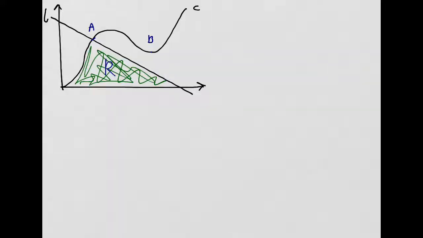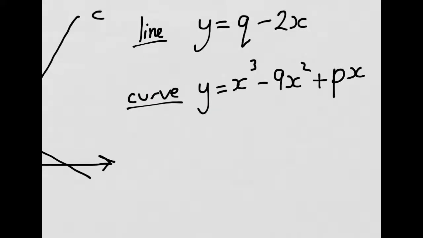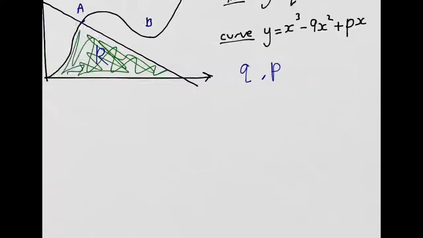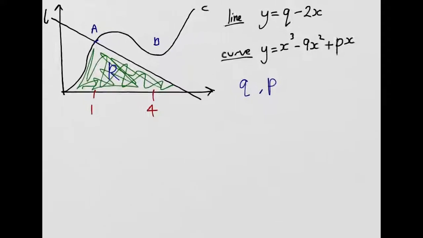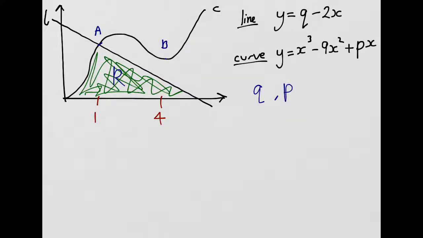In this question we're also given the equation of the curve and the line, so let's put those up as well. Notice two things about these quickly though, guys. y equals q minus 2x, so we don't know what q is, it's an unknown we need to find. We've got y equals x cubed minus 9x squared plus px. We've got two unknowns, we need to find q and p. We're also told the x coordinates of those 2 points, A and B, so let's put those in. The x coordinate of point A is 1, and the x coordinate of point B is 4. That's all the information we're given. So we've got two equations with unknowns in there, a sketch, and the coordinates of our points.